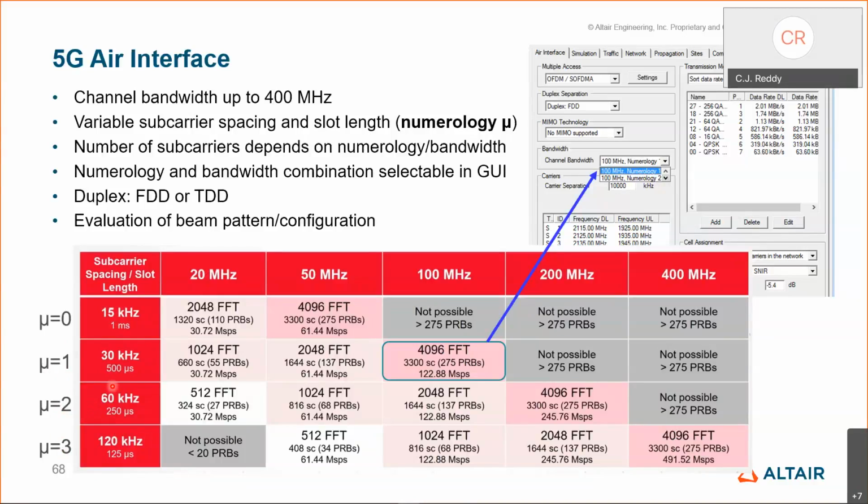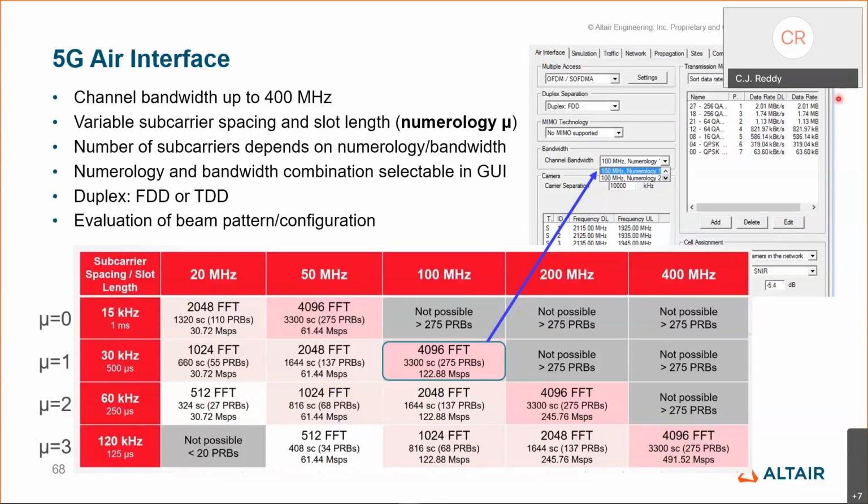So that's how they want to increase the subcarrier spacing, or slot length, they can call it. Then, of course, if you have 20 megahertz bandwidth, you can go up to this 60 kilohertz, mu equals 2. Then, of course, at 50 megahertz, you can go higher. Same thing with 100 megahertz bandwidth, 200 and 400.